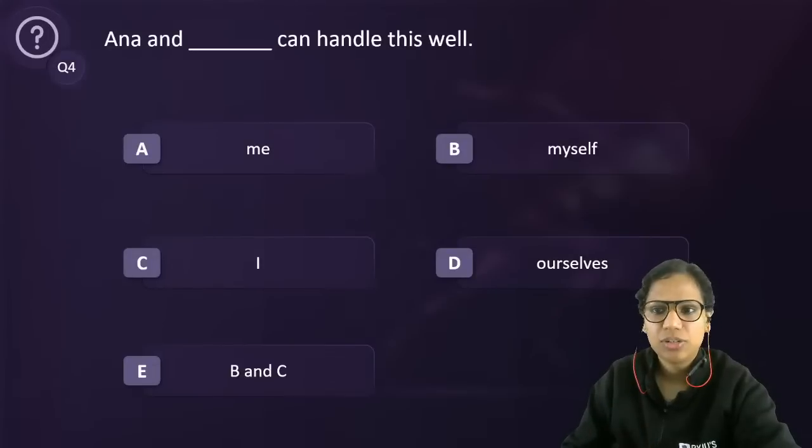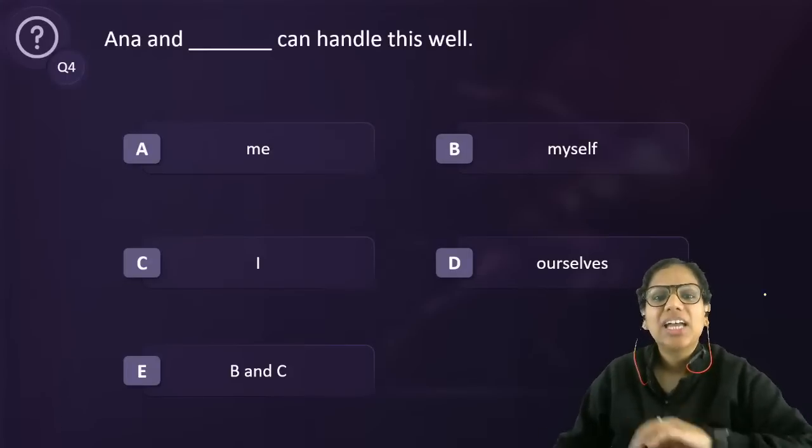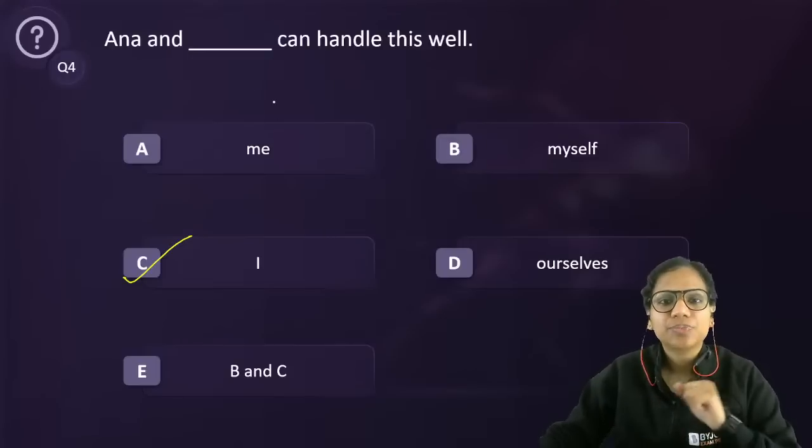Okay, A, B, all right. C, okay. So I've got A, B, C. Okay, all right, all right. So now there's a flood of C's in the chat box. Absolutely correct. It should be C, right?